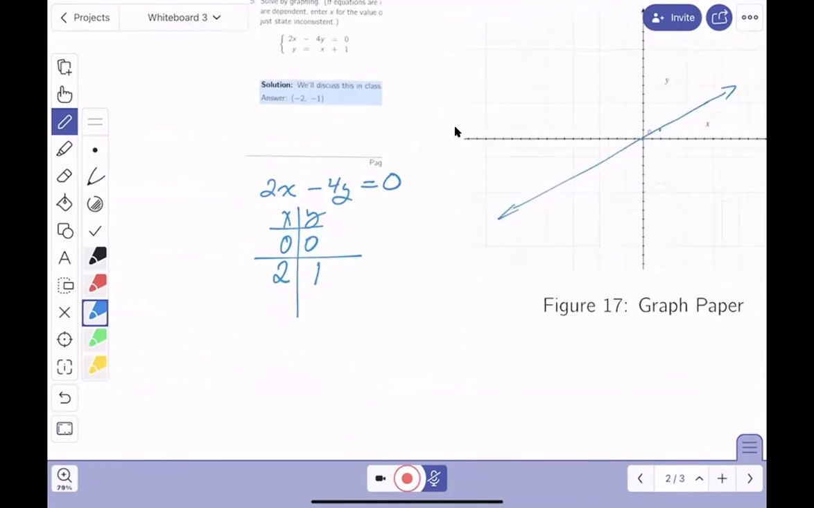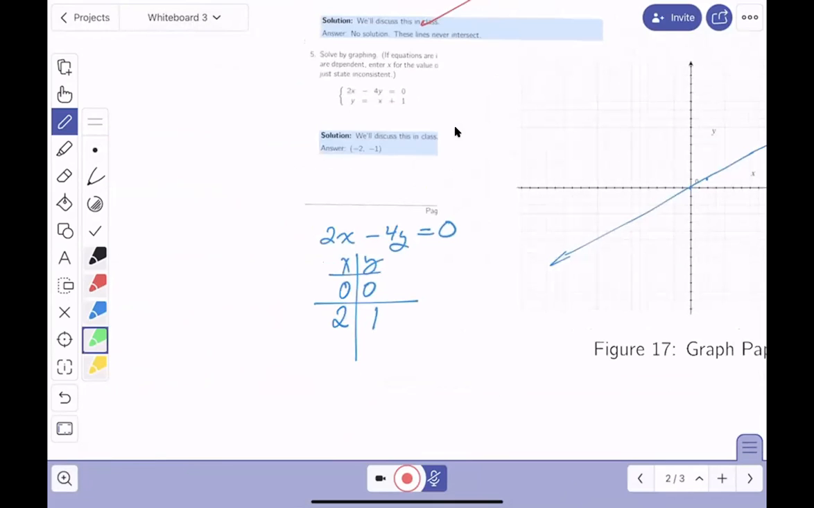Let's do the other one. And I'll write this one down for you. It's y equals x plus 1. Now I'll make a little table up, x and y. I'll set x to be 0. And what would y be? Y would be 1. I will set x to be minus 1, and the y would be 0.